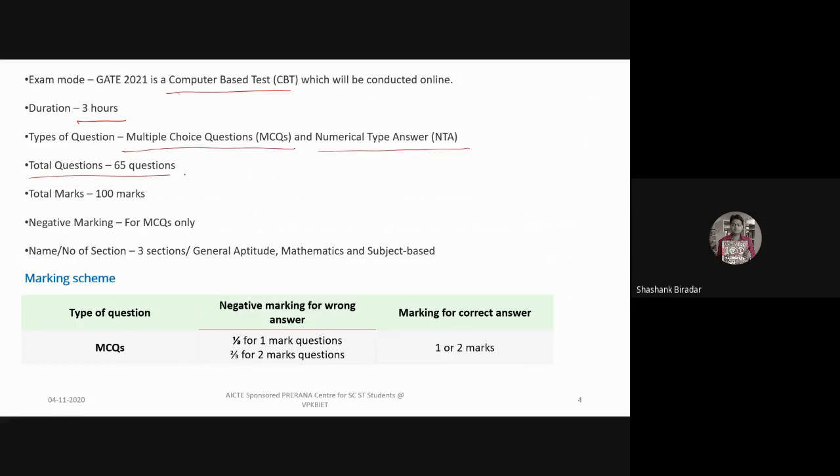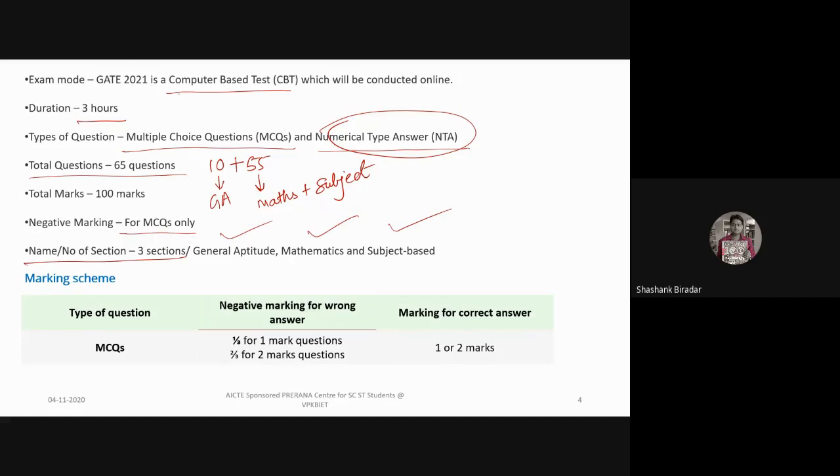Total questions are 55 plus 10. This belongs to general aptitude, and this is with reference to maths plus your subject or specialization. We also have negative marking for MCQs only, not for the NAT, numerical answer type questions. In this we have three sections: the general aptitude section, the mathematics section, and the subject-based section.